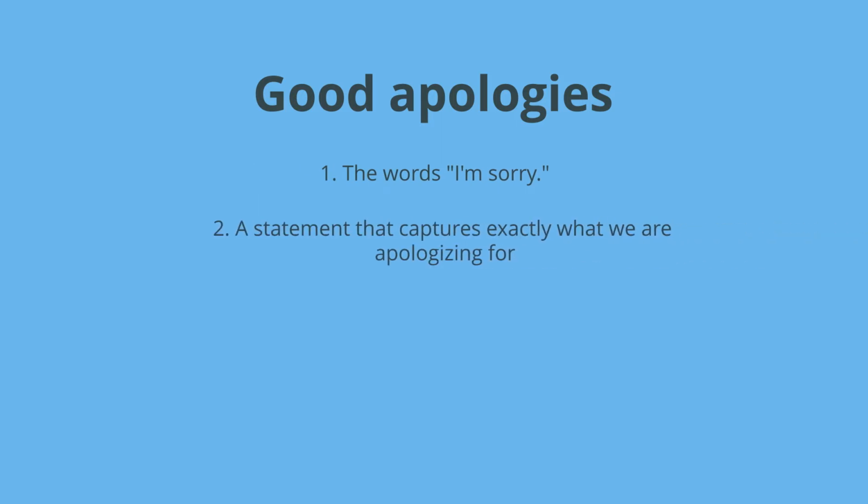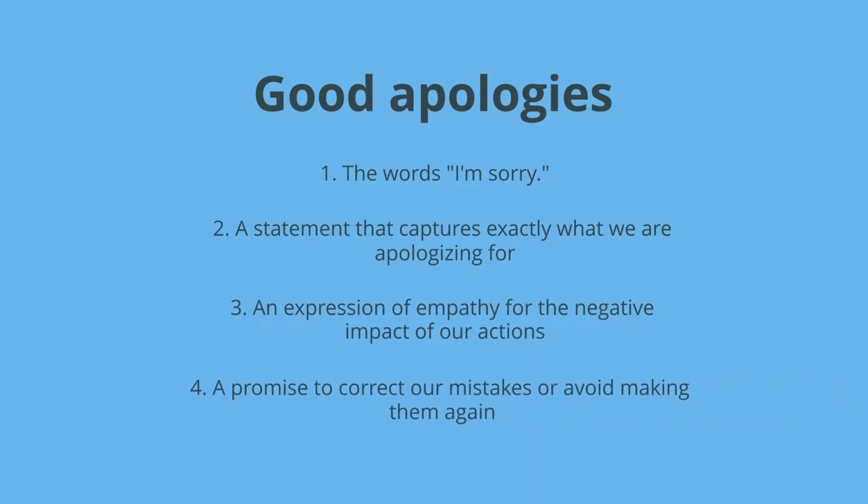A good apology has 4 key components. Number 1, the words, "I'm sorry." Number 2, a statement that captures exactly what we're apologizing for. Number 3, an expression of empathy for the negative impact of our actions. And number 4, a promise to correct our mistakes or avoid making them again.